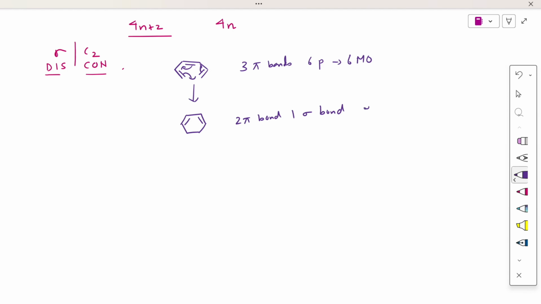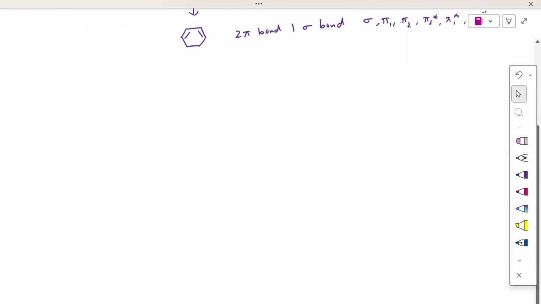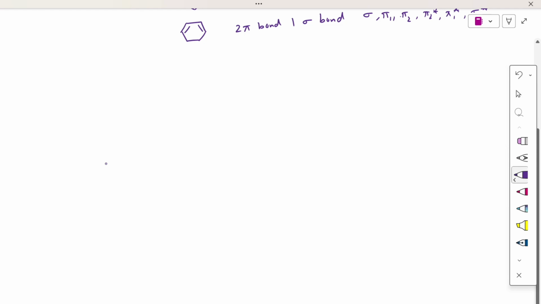So here we will have the orbitals sigma, pi 1, pi 2, then pi 2 star, then pi 1 star followed by sigma star. So these are the molecular orbitals for the reactant and the product molecules. So first we have to draw the orbitals for these systems, psi 1, psi 2, psi 3, psi 4, psi 5 and psi 6.